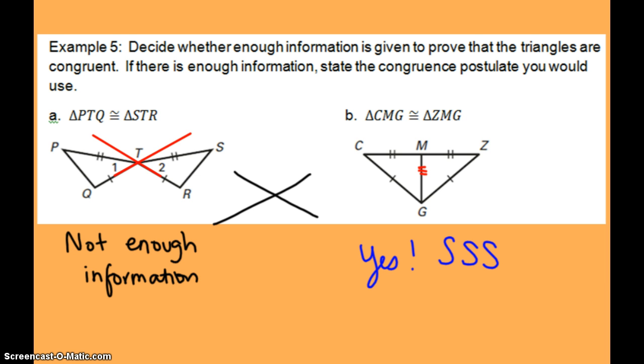Alright, so in our next video, we will be talking about angle, side angle, and a couple of other ways to prove triangles are congruent. So make sure you understand this before we move on.